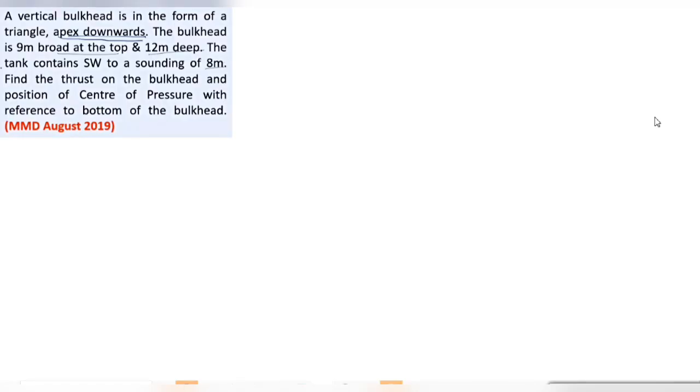Guys, can you please make this bulkhead and draw the liquid level and shade the immersed area? Then I'll take 10 seconds. I'll lag behind by 10 seconds intentionally. A vertical bulkhead is in the form of a triangle, apex down, 9 meters broad on top, 12 meters deep, contains seawater to a sounding of 8 meters, shade the immersed area. So first do the diagram part. Those who draw it correctly, good, congratulations. Those who make mistakes, it will be a good learning out of it.